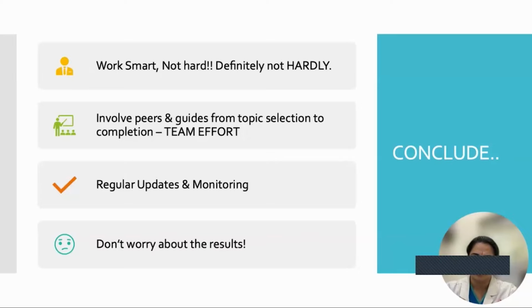Don't worry about the results. Don't worry whether the results are in favor of your topic or against the topic. You can provide a justification around most of the things anyway. Nobody is going to fault you or say that, oh, you didn't find the results or the results didn't suit the title. It's about doing the research and presenting it and organizing it. It's not about hitting the dart to the goal.